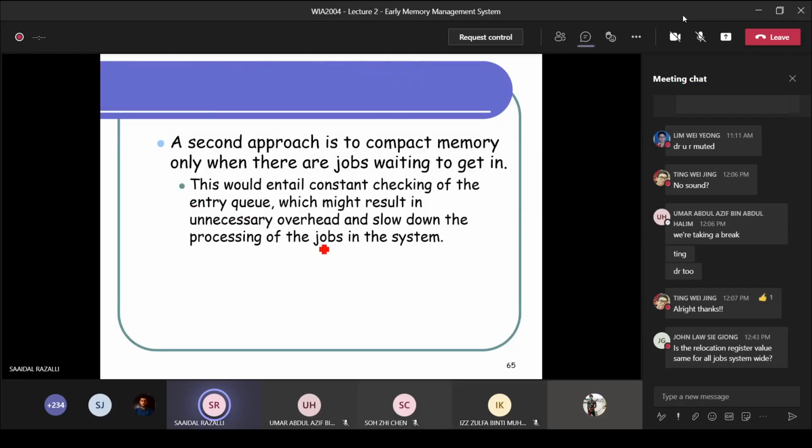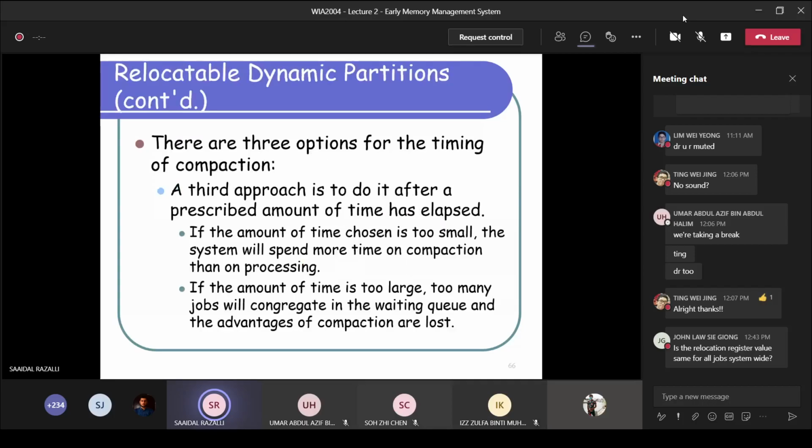The second approach is to compact memory only when there are jobs waiting to get in. This will entail constant checking of the entry queue, which might result in unnecessary overhead and slow down the processing of the job system. This is on demand. You increase the working load with constant checking. A third approach is to do it after a prescribed amount of time has elapsed. If the amount of time chosen is too small, the system will spend more time on compaction than on processing. So you set a timer.